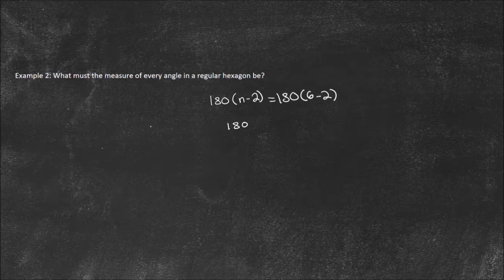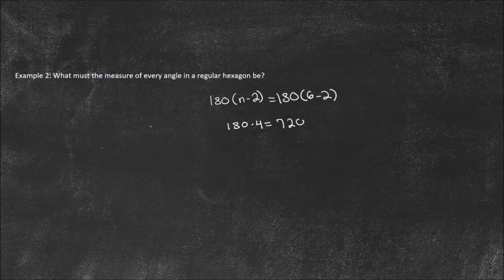I can then divide by the number of sides to find what every angle has to be. So let's think about the sum of interior angles of a hexagon. Again, 180 times n minus 2 is going to become 180 times 6 minus 2, which is 180 times 4. And that should be 720.